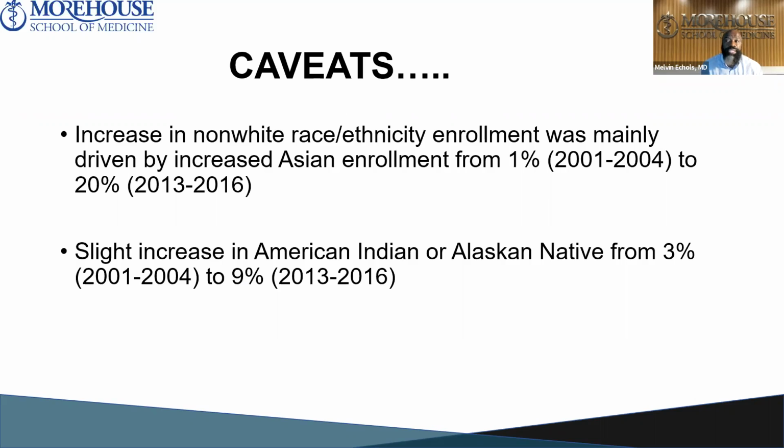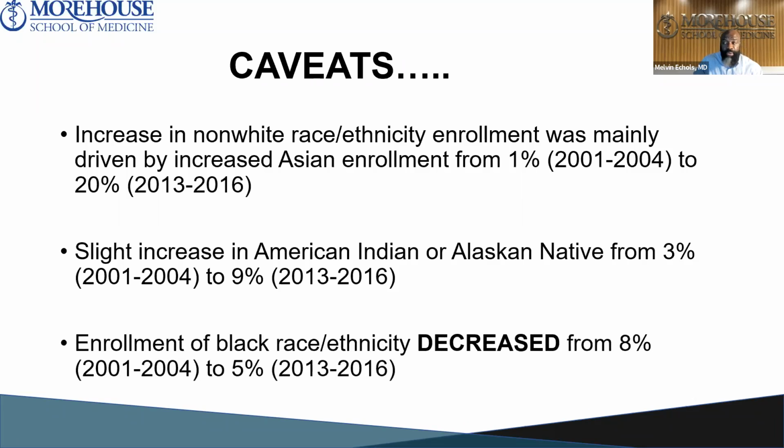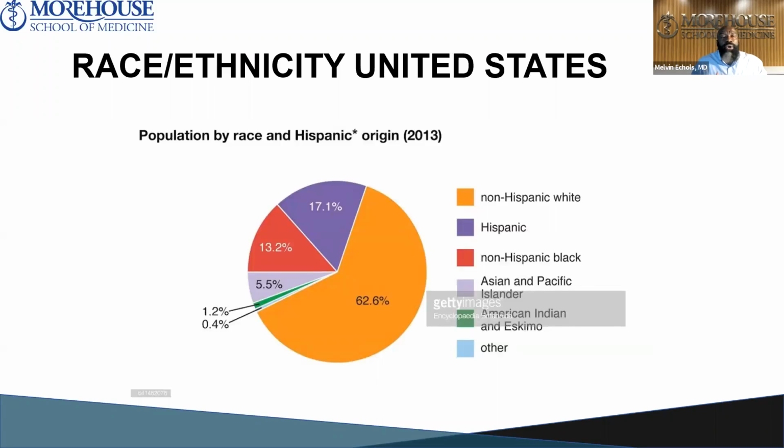Whenever you look at the data across the board and just look at white, non-white, you can say, hey, look, the populations are increasing, diversity is increasing. And it is, for the Asian population. However, here's the kick. There was a slight increase in American Indian and Alaskan Native. I always try to mention that group because I feel like that group is totally marginalized and often not talked about at all. But there was a 3% to 9% increase over time. Enrollment for African-American patients decreased from 8% to 5%. So if you take the measures of, we're doing well, we're diverse, we're enrolling people, you're going to be a little bit misguided, because the data is somewhat skewed.